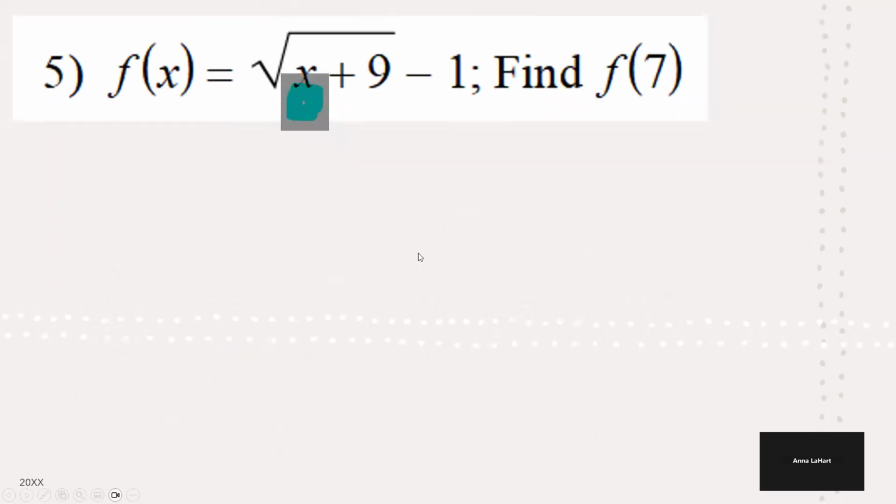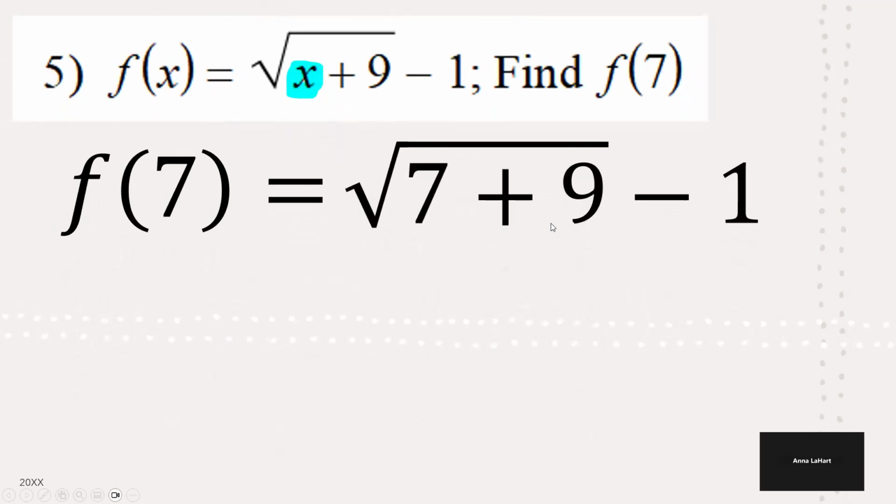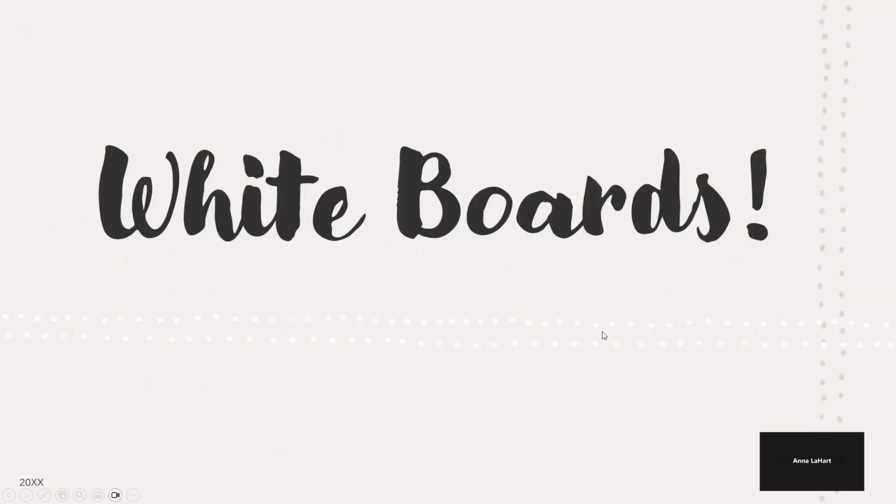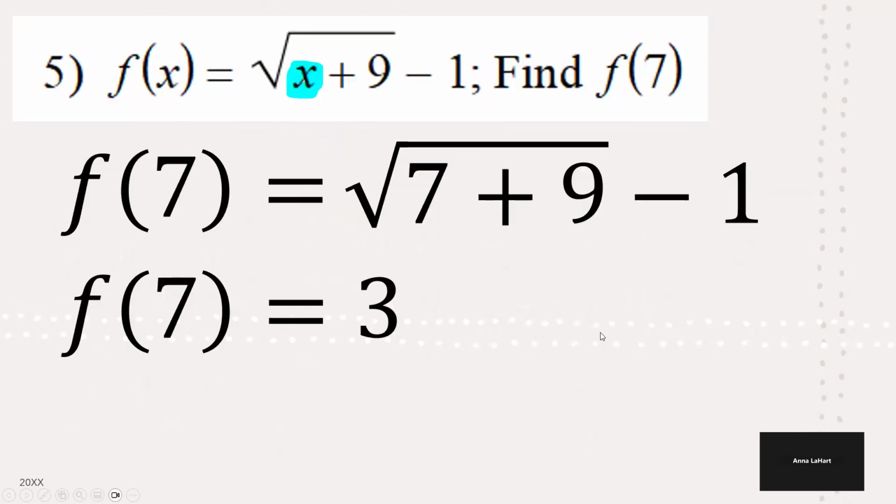Okay. Here we go. The square root of x plus 9, minus 1. So 7 plus 9, minus 1. Square root of 16 gives you 4. 4 minus 1, you're going to get a 3 out. You put a 7 in, you get a 3 out. Okay. There's the notes.